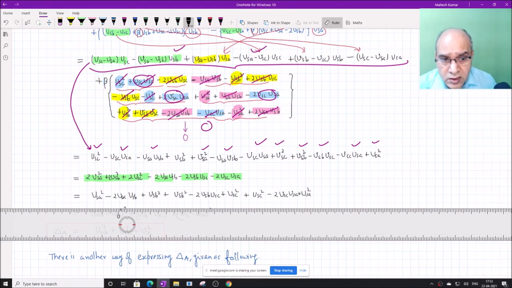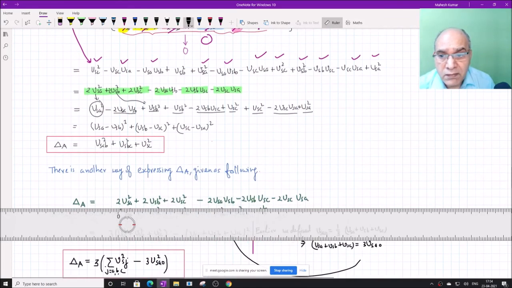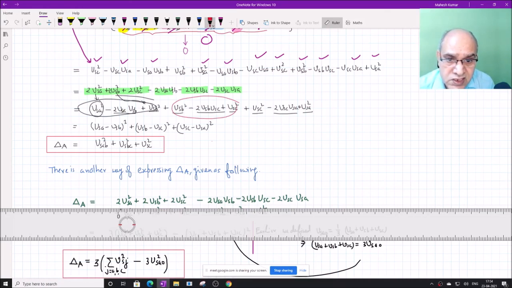Since there are two square terms, we will attach each term with each square. This is VSA square minus 2 VSA VSB plus VSB square. So I will take one of this and one of this here. The remaining VSB square minus 2 VSB VSC plus VSC square, and then VSC square minus 2 VSC VSA plus VSA square. So this finally becomes the square of VSA minus VSB. This whole is the square of VSA minus VSB, and the second one is VSB minus VSC square. This is VSC minus VSA square, and therefore this turns out to be this term.